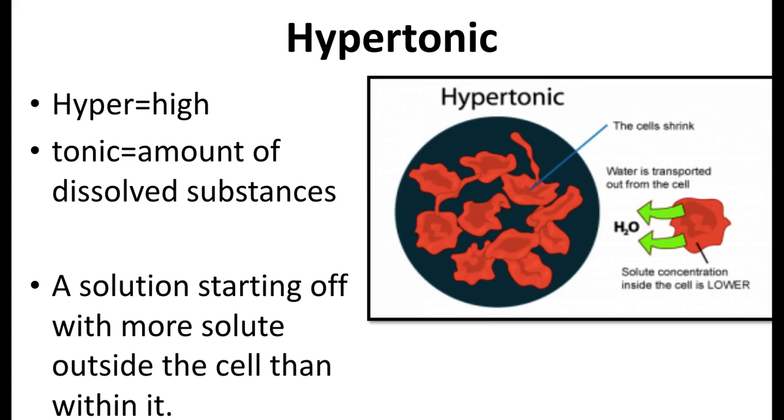The water is going to rush out of the cell to the area of a high solute, high salt or sugar concentration, and it's going to cause the cell to shrink. So whenever I take a cell and place it in a hypertonic solution, water will rush out of the cell and the cell will shrink.